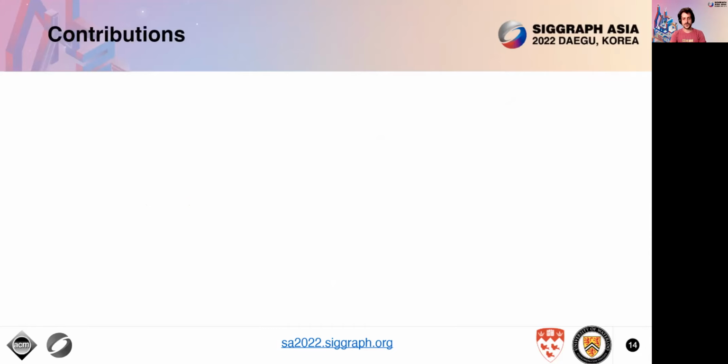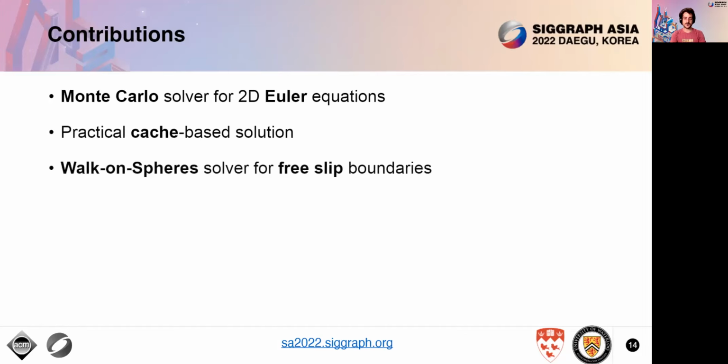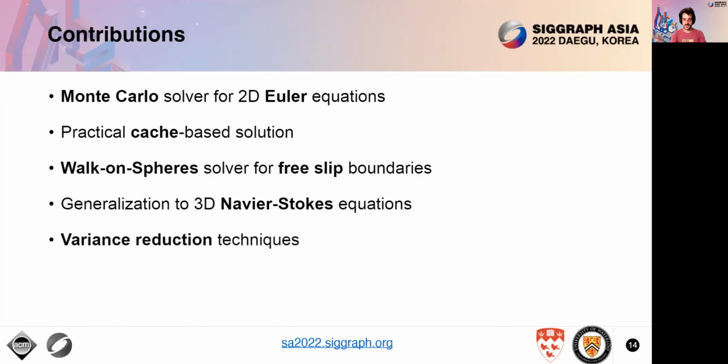More concretely, our contributions are a recursive pointwise probabilistic solver for the 2D Euler equation using Biot-Savart, a cache-based formulation to overcome the exponential cost of this method, a Walk-on-Spheres treatment that handles free-slip boundary conditions on bad geometry using the stream function, a generalized probabilistic solver for the 3D Navier-Stokes problem using the Feynman-Kac formalism, applications of Monte Carlo variance reduction for the first time in fluid simulation, and finally, a roadmap of open challenges that will make it scalable in the future.